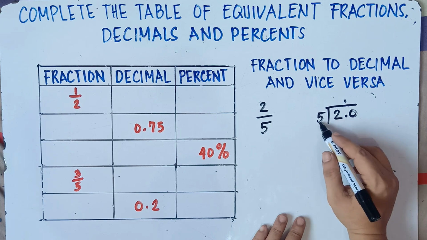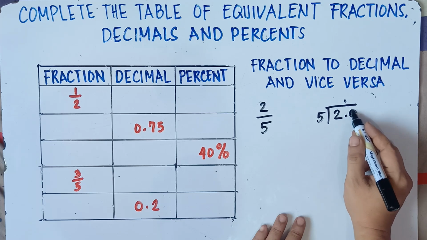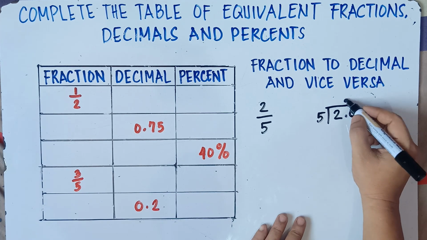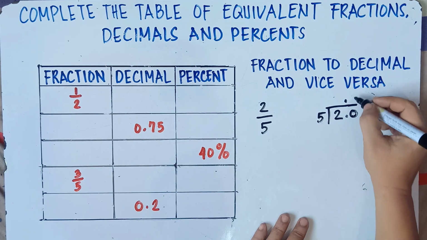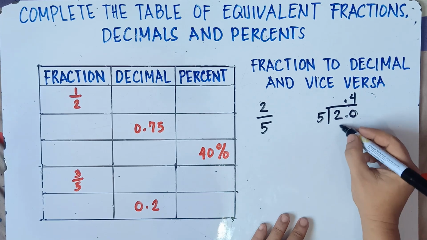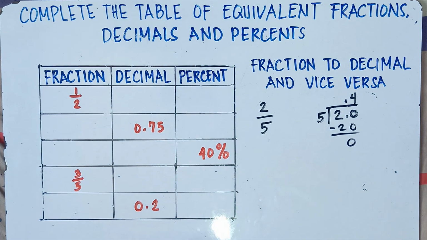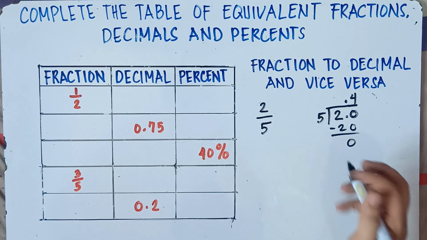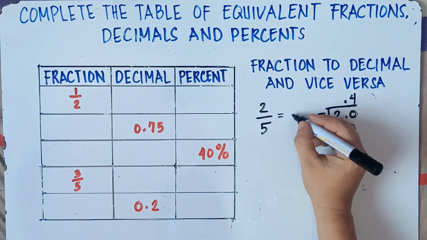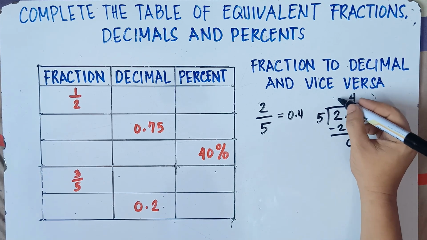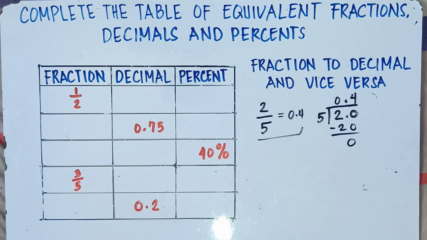20 divided by 5, that's 4. 4 times 5, that's 20. And then subtract 20 minus 20, that's 0. Therefore, class, 2 divided by 5, the answer in your calculator, or when you solve this one manually, would be 0.4. Alright, so that's how you convert fractions, class, into decimal.